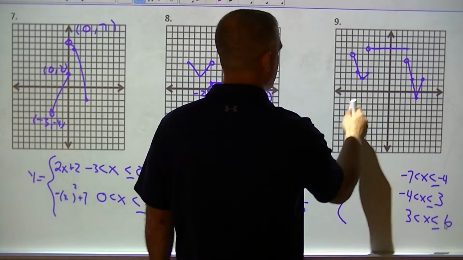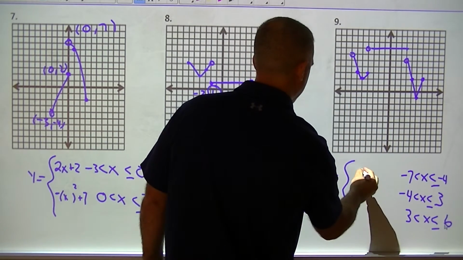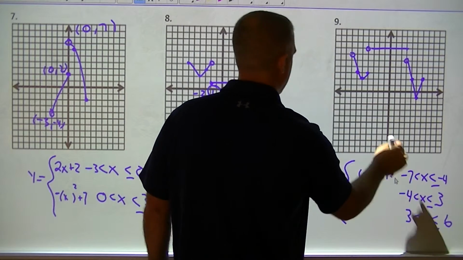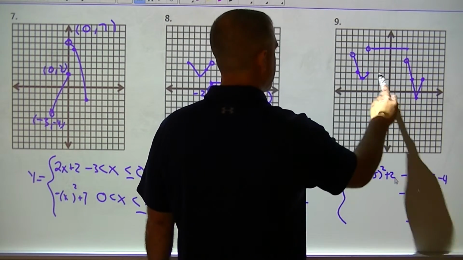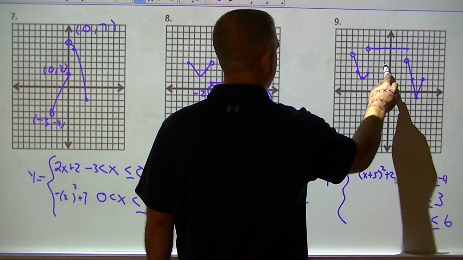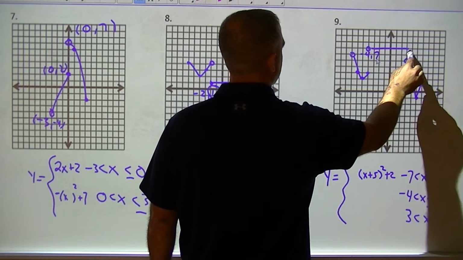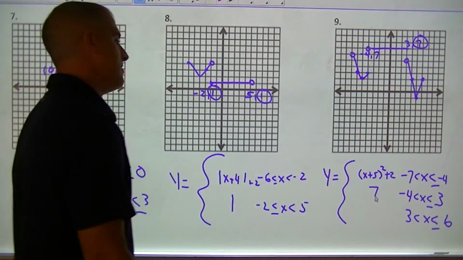Okay, this is a quadratic. 1, 2, 3, 4, 5, 1, 2. So that's going to be plus 5 squared plus 2. If I go one right, one up, I'm good. This one is negative 4, 1, 2, 3, 4, 5, 6, 7. Negative 4, 7. And this is 1, 2, 3, 7. So once again, I'll have 7 there.